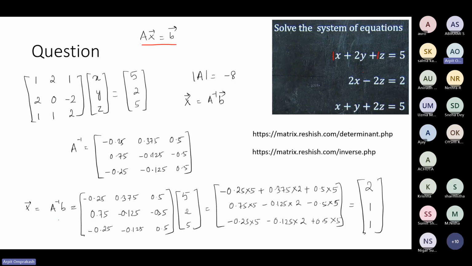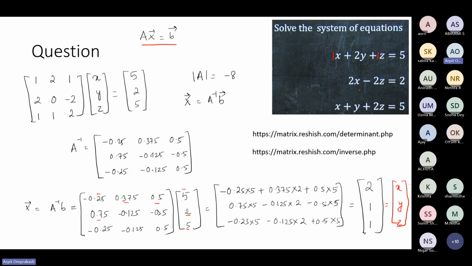Then we'll just multiply A inverse into B. In this case, we first multiply 0.25 with 5, plus 0.375 into 2, plus 0.5 into 5. In the second row, 0.75 into 5 plus minus 0.125 into 2 plus minus 0.5 into 5. And in the third, minus 0.25 into 5 plus minus 0.125 into 2 plus 0.5 into 5. After we solve this, we get 2, 1, 1, which should equal our X vector, that is X, Y, and Z. So the value of X is 2, the value of Y is 1, and the value of Z is 1.